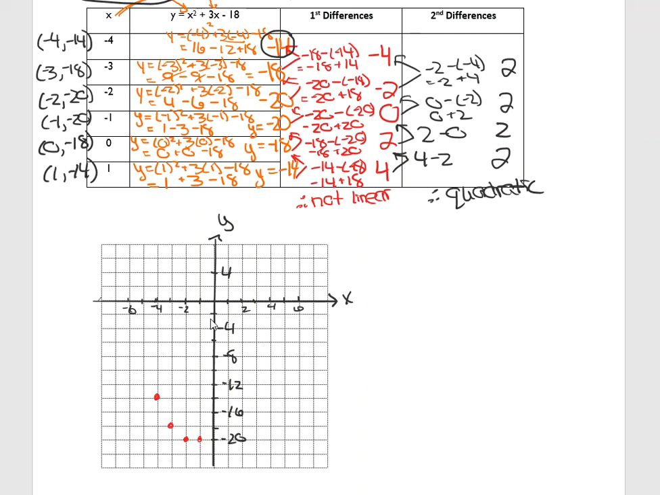Oops. Sorry, I skipped one. I skipped the y: 0, -18. That's my y-intercept. I already talked about that, and then I skipped it. 1 and -14. There we go. That's a lovely U shape.